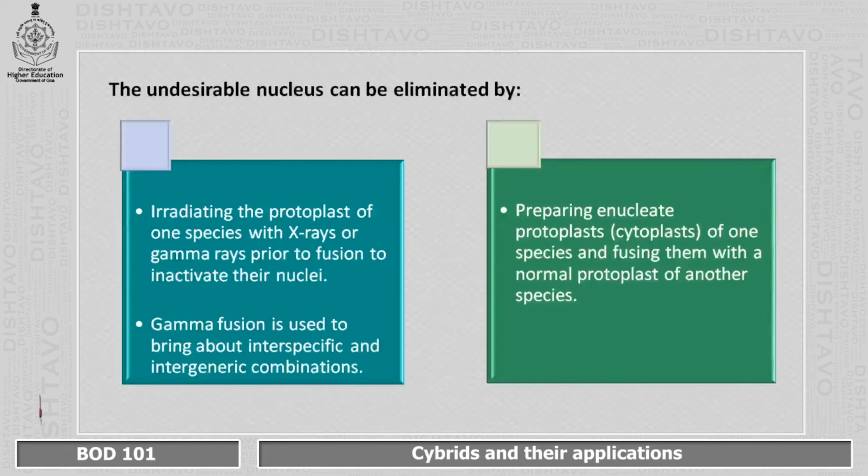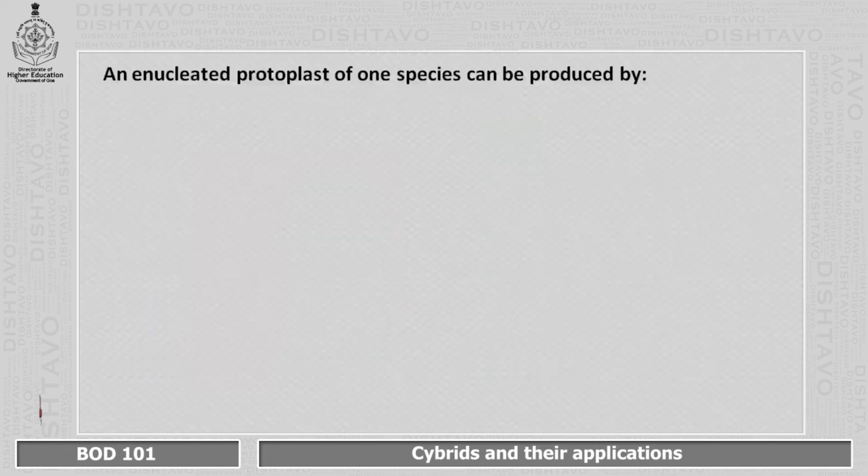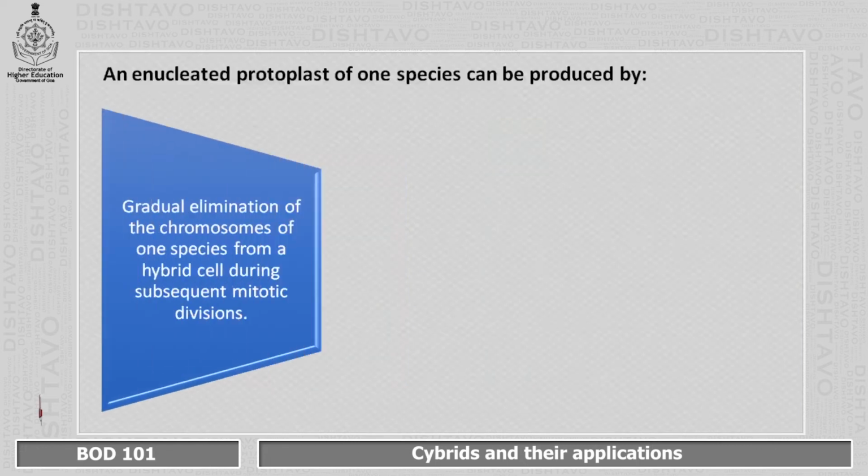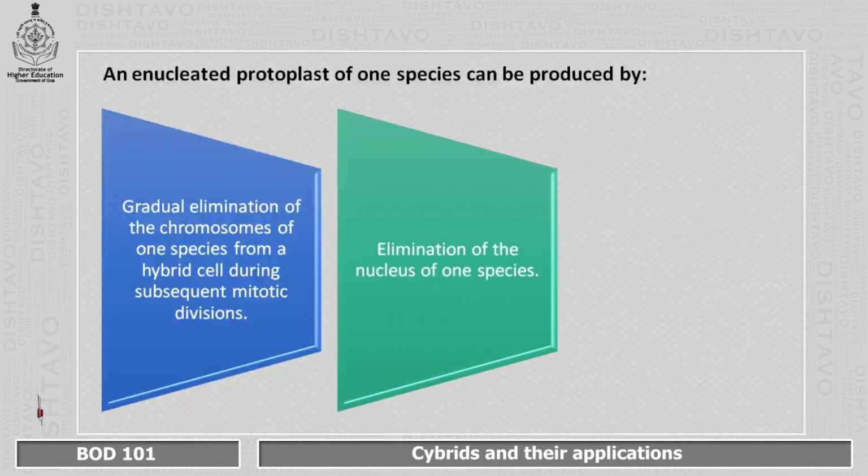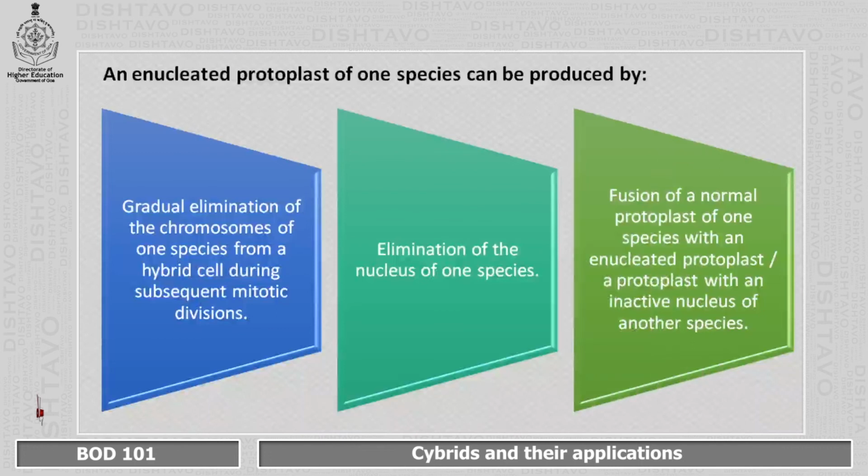So these enucleated protoplasts can be produced by these ways, that is gradual elimination of chromosomes of one species of a hybrid cell during subsequent mitotic divisions. Elimination of nucleus of one species, or fusion of a normal protoplast of one species with an enucleated protoplast, or a protoplast with an inactive nucleus of another species.